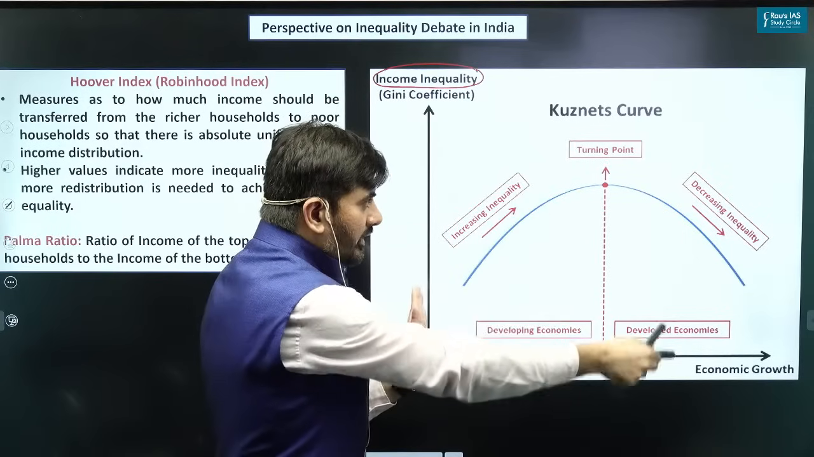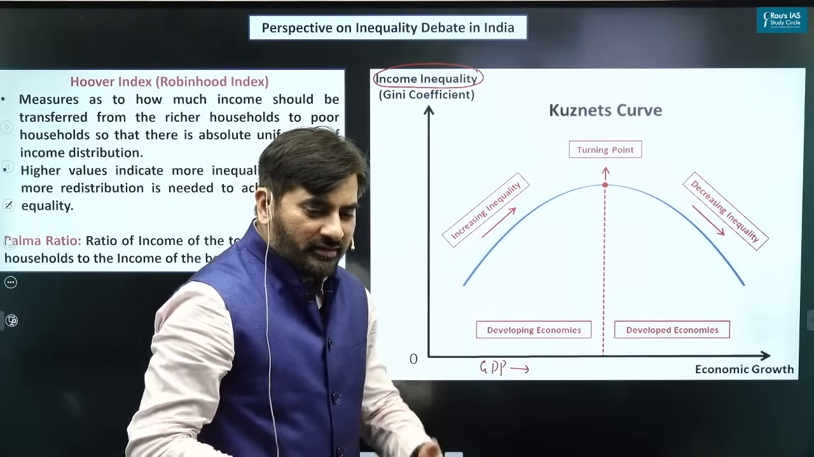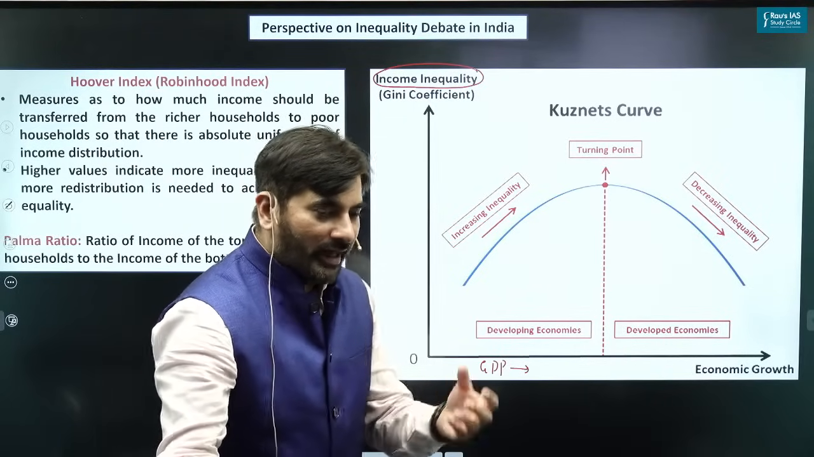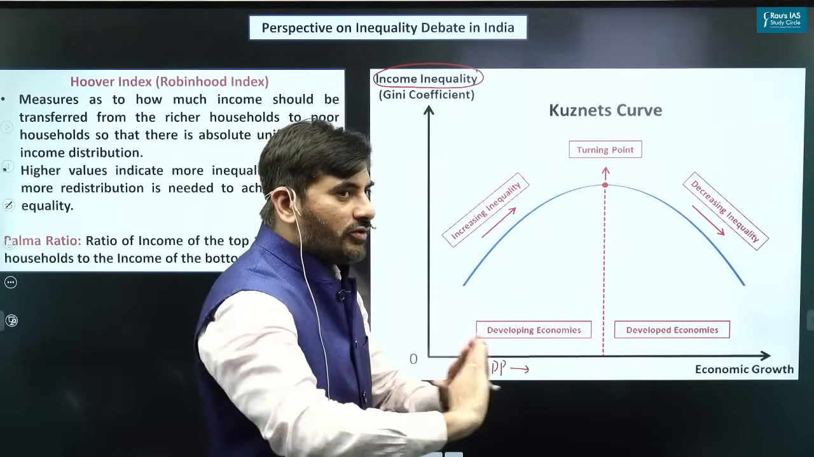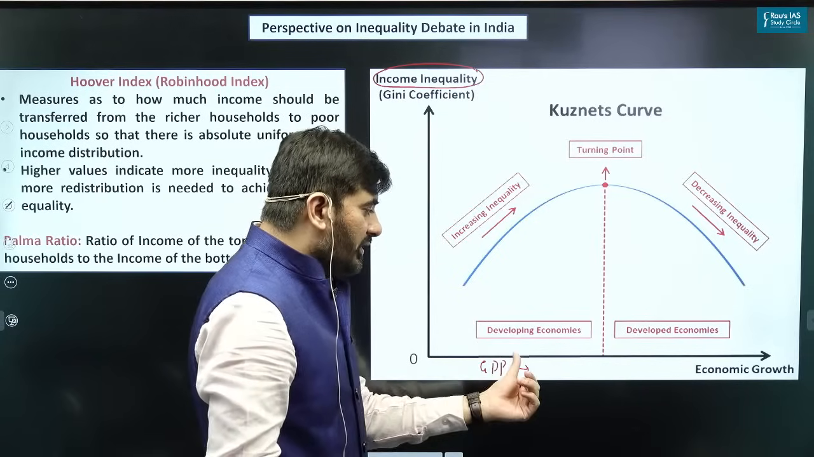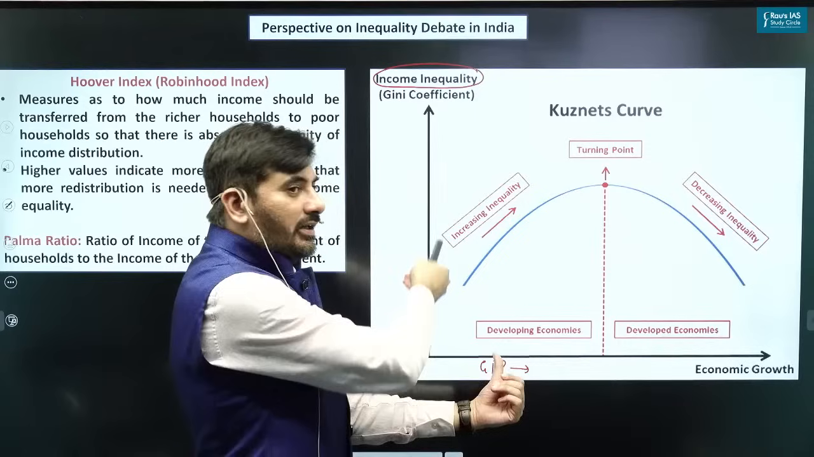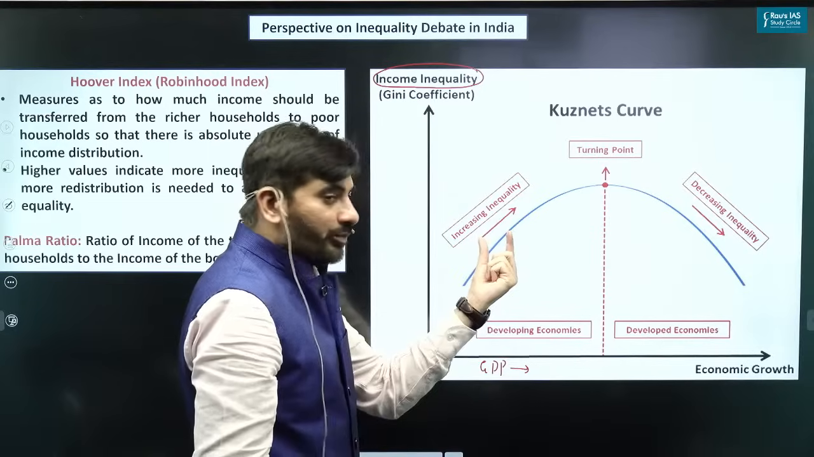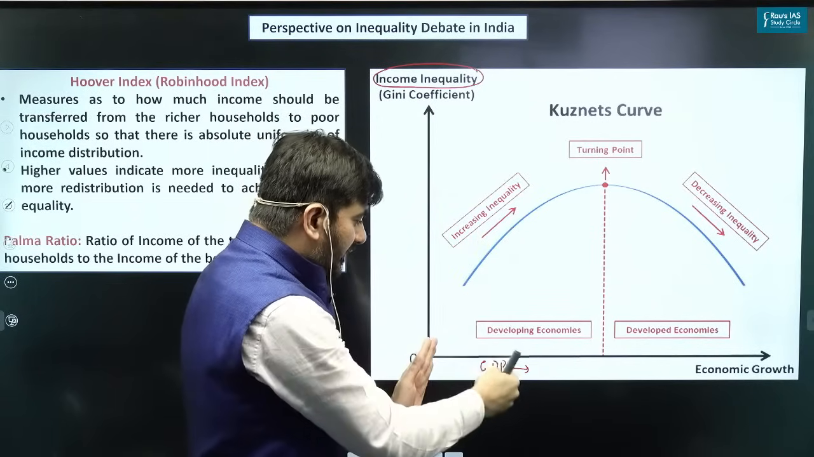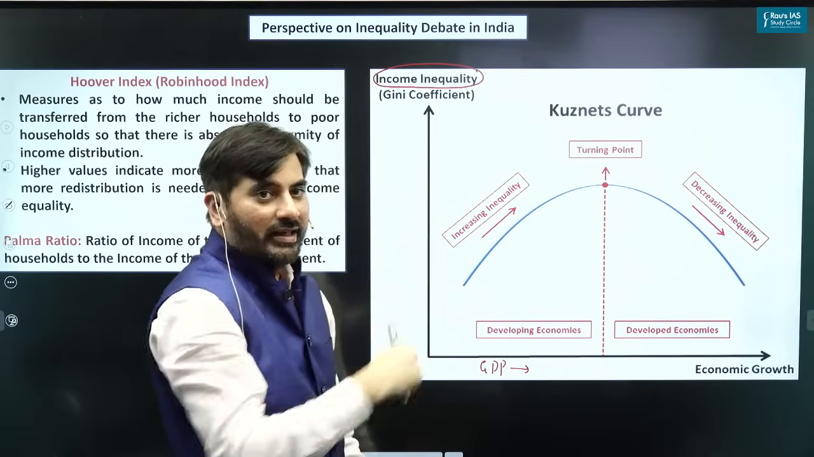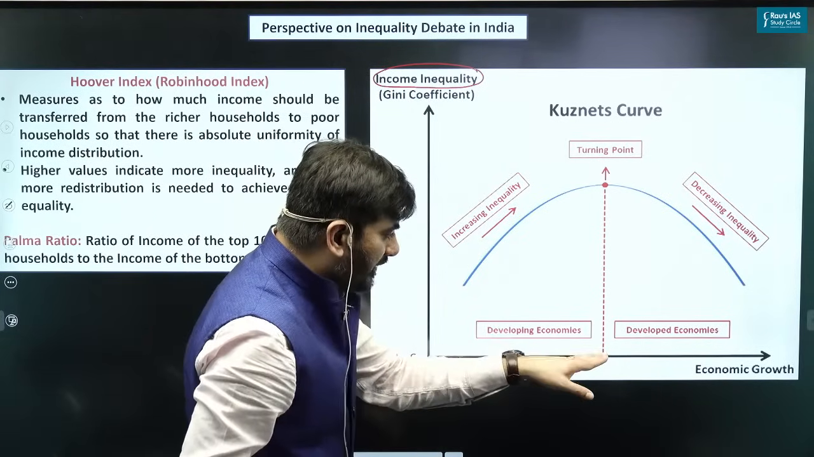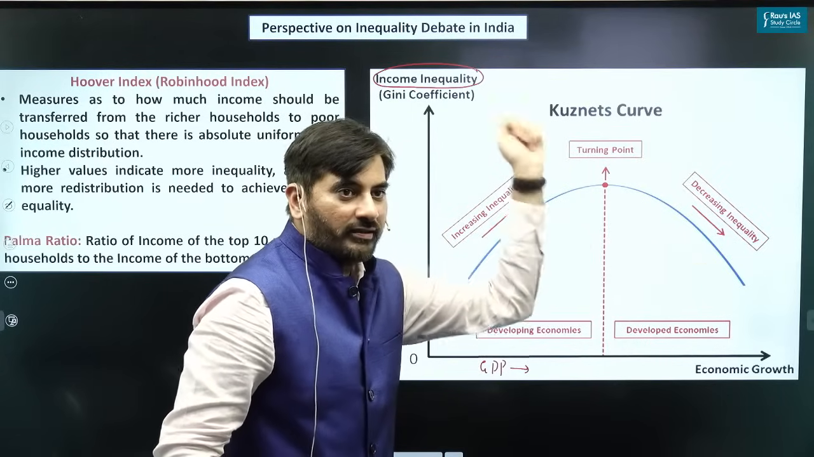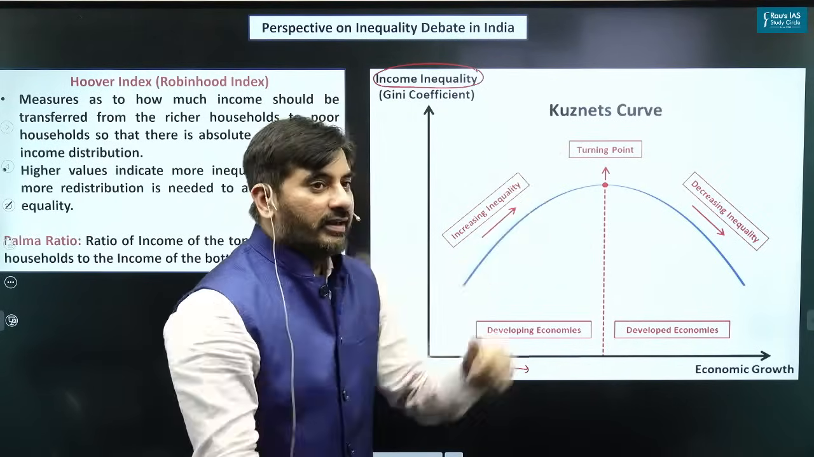So can you see it's like inverted U-shaped, which is in a way a recognition or acceptance of a fact that in the initial stages when the GDP is growing, the increase in GDP is accompanied by increase in income inequality. That is why in the developing countries, when the GDP is increasing, that increase in GDP is also leading to increase in income inequality. But beyond a particular time, when the GDP starts increasing, then the inequality starts reducing. That is what is the Kuznets curve.